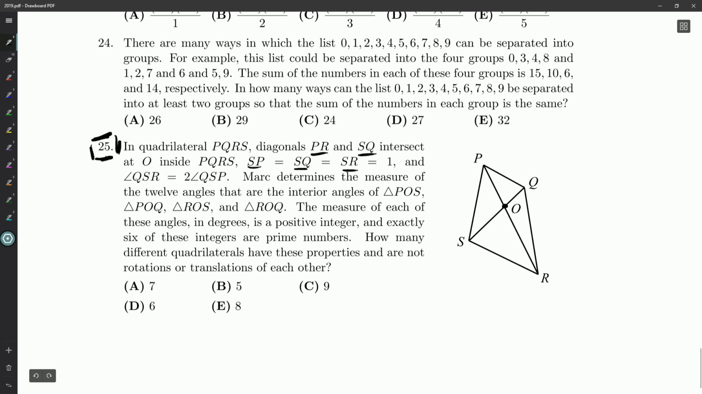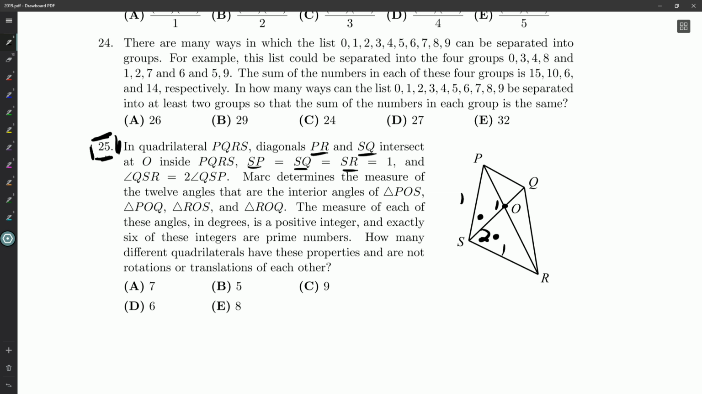SP is the same as SQ, so these lengths here are all 1, they're telling me. Okay, so I can already see you've got an isosceles triangle here, in case we're going to do some geometry. It looks like we're going to do some geometry, but we'll see. And what else have we got? Angle QSR, this angle here, is twice angle QSP.